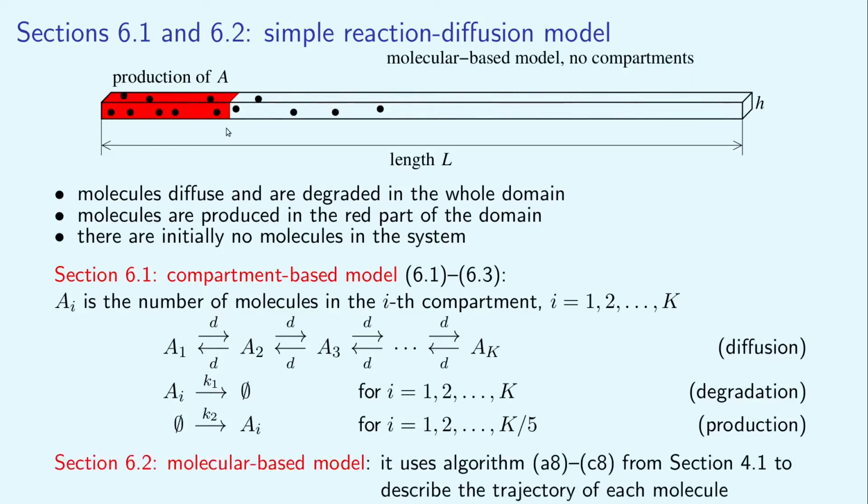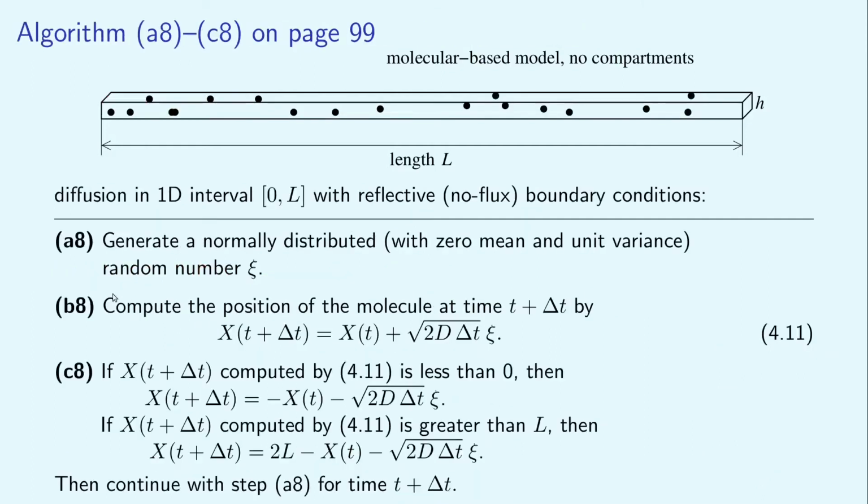In section 6.2, we present the corresponding molecular-based model. It does not include any compartments, so I have removed compartments from my schematic here, and I added black dots, which schematically show that the molecule-based model will calculate trajectories of all molecules. To do that, we will use algorithm A8 to C8 from section 4.1, which I have included on this slide. Algorithm A8C8 calculates the position of the molecule at time t plus delta t from its position at time t using our computational definition of the corresponding stochastic differential equation.